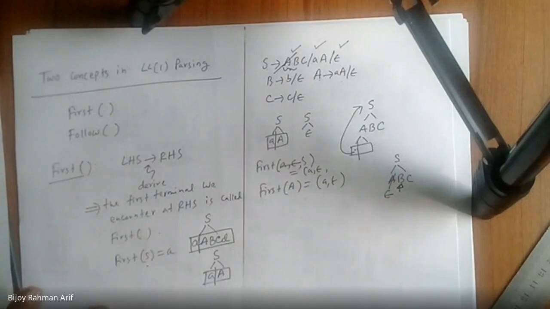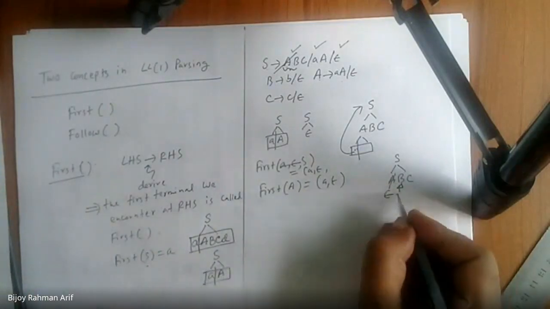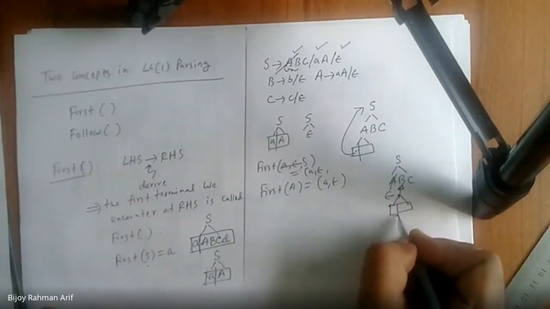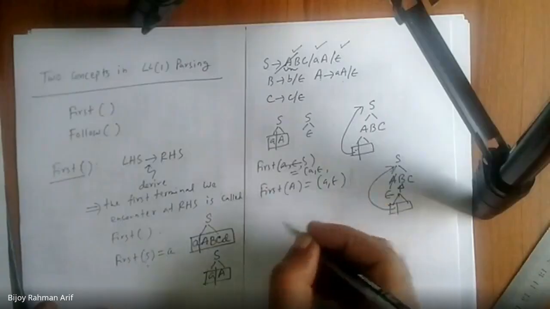So then again, what would be the first of S? Whatever B can derive. Am I right? Yes, sir. So what would be first of B? First of B is nothing but small b or epsilon. So we have to put small b here as well. Am I right? Yes, sir.